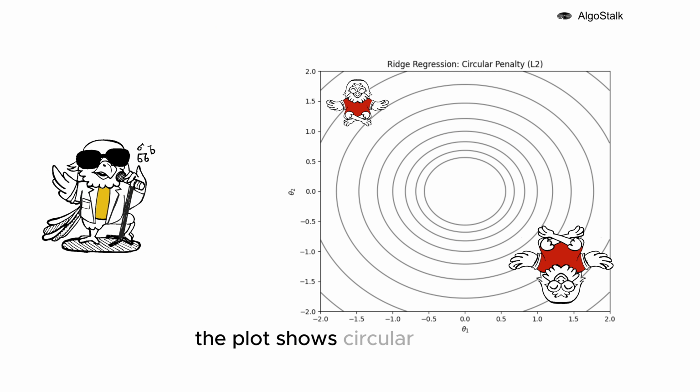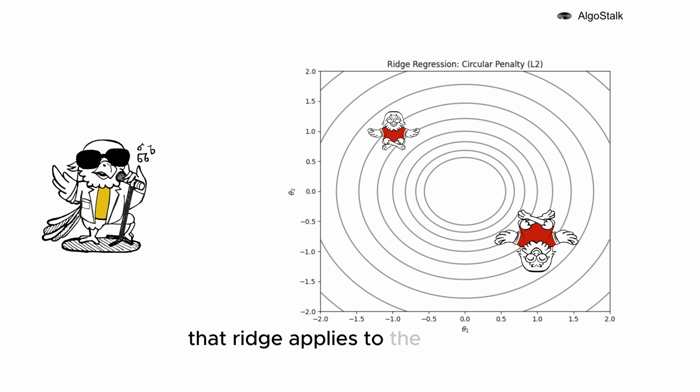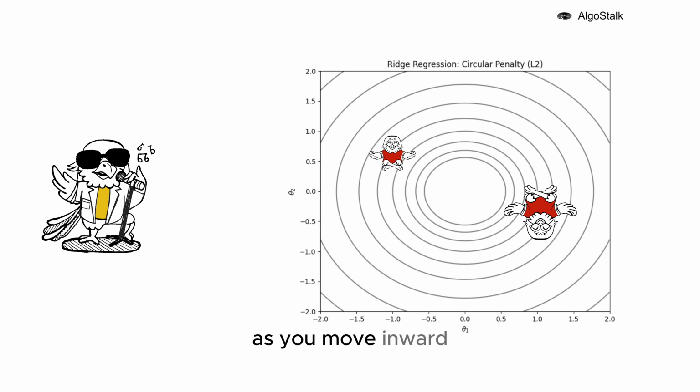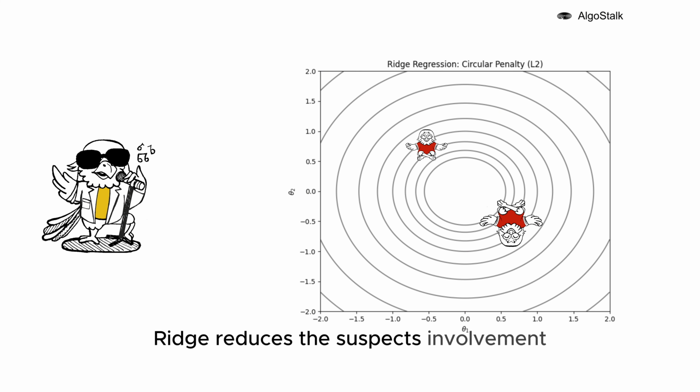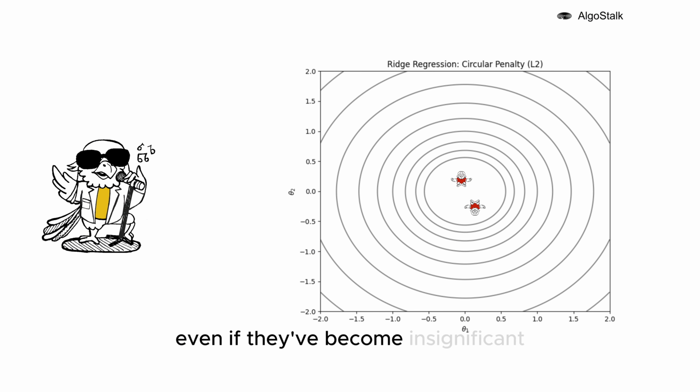The plot shows circular contours. Each contour is like a pressure level that Ridge applies to the suspects. As you move inward, Ridge reduces the suspects' involvement, shrinks their coefficients, but no one reaches zero. They just get pulled closer to the center without being eliminated. Both Theta 1 and Theta 2 stay in the game. Ridge won't let them walk out, even if they've become insignificant.